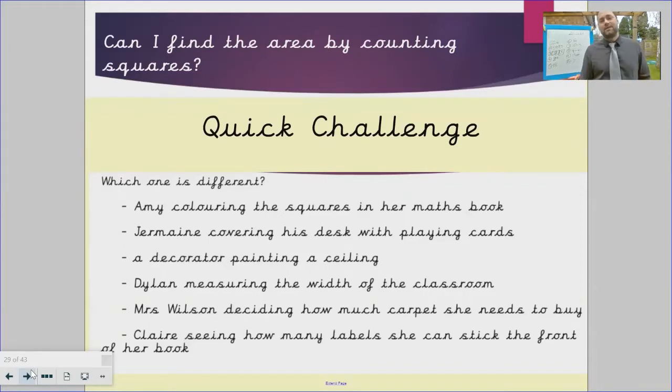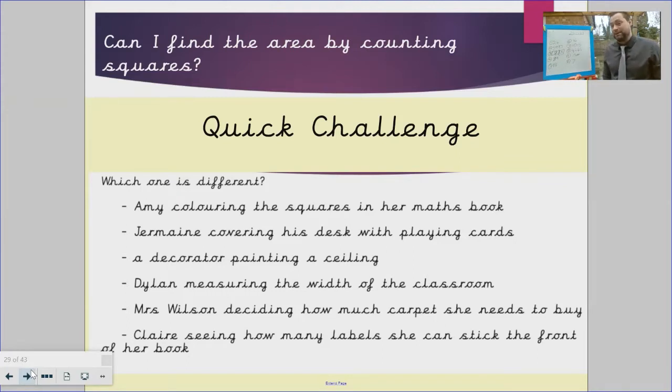B, Jermaine covering his desk with playing cards. Yesterday, I did it with Pokemon cards. Some of you may have given it a go yesterday as well. So playing with playing cards is another way of finding out the area. A decorator painting a ceiling. Is that area? Yeah, it is, because you're only doing the ceiling. It's one flat surface, and you're painting the whole of that surface. So you're painting the area of the ceiling, aren't you? Dylan measuring the width of the classroom. So he's getting a tape measure and he's just measuring the width. Is that going to help his area?